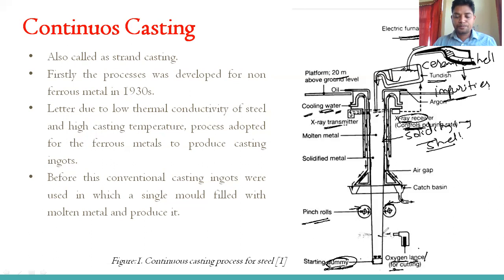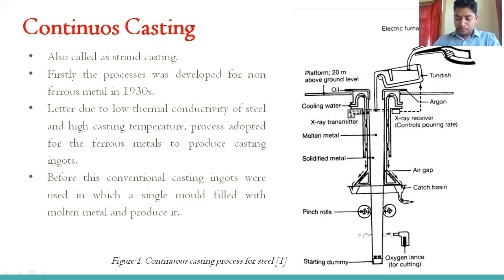Okay, like if we need a specific length of 12 feet or 14 feet of the slab, accordingly after passing this 12 feet, we are cutting it through this oxygen lance. Then the next product will come towards the downward side. Like that we produce the final product. So these are the elements. Now we are going to discuss the working of it.